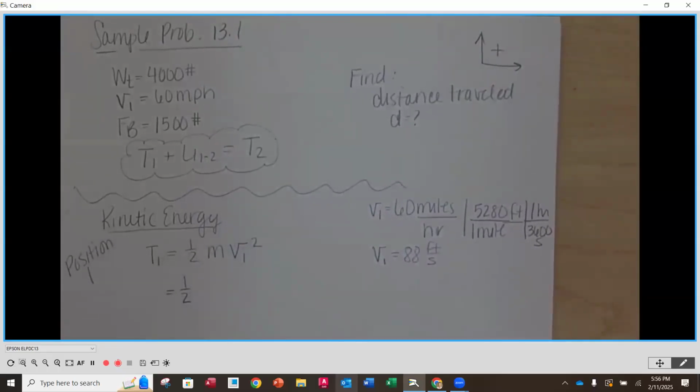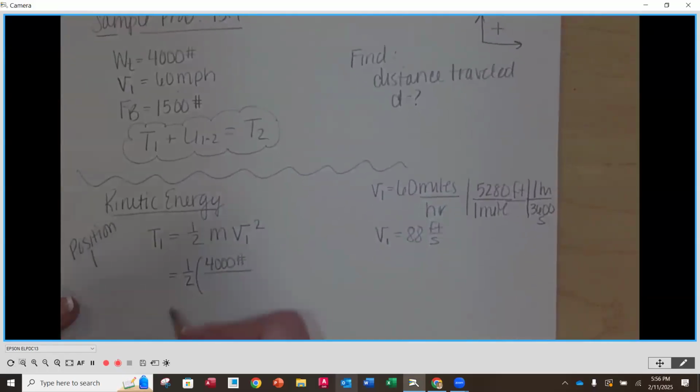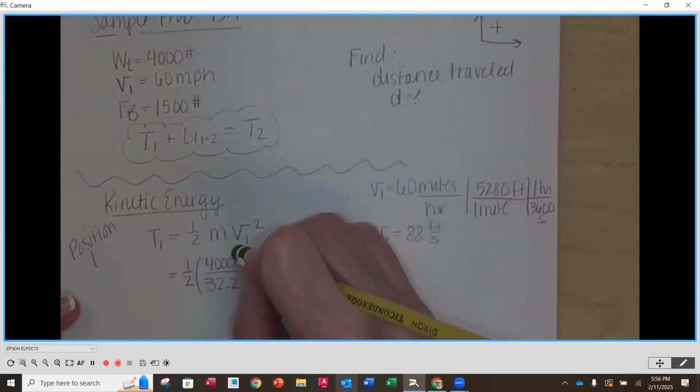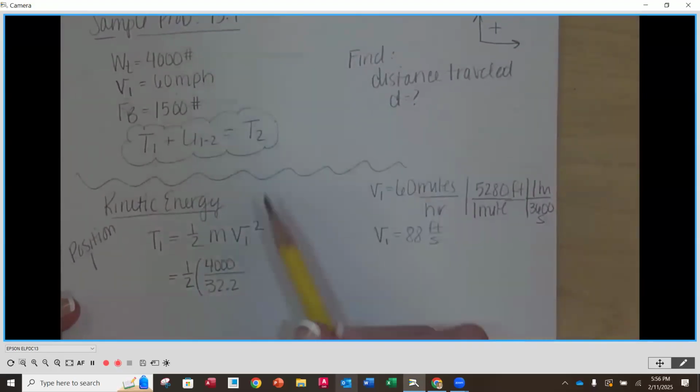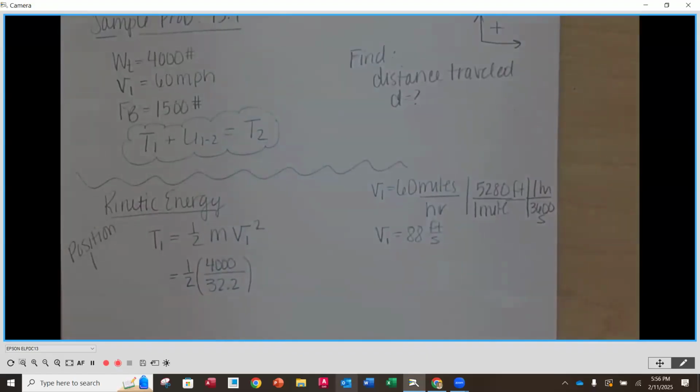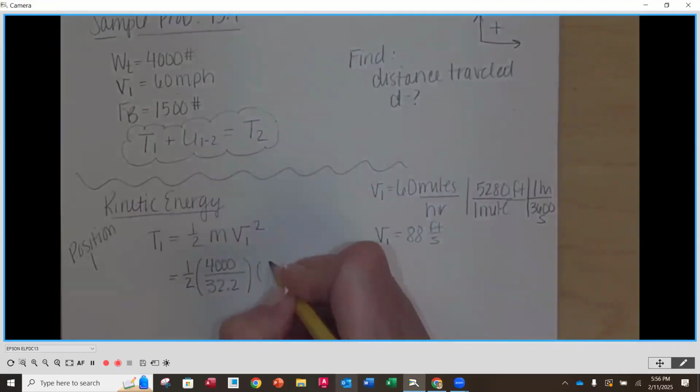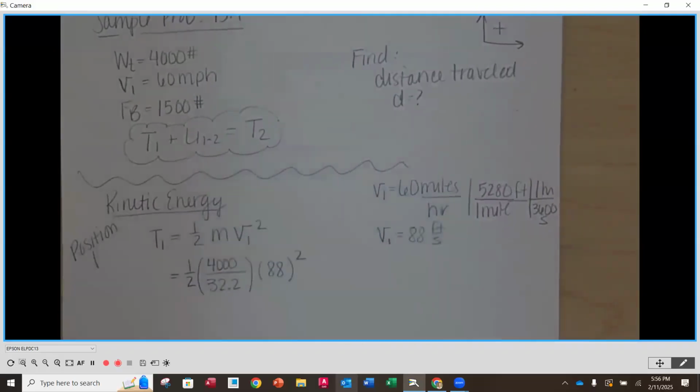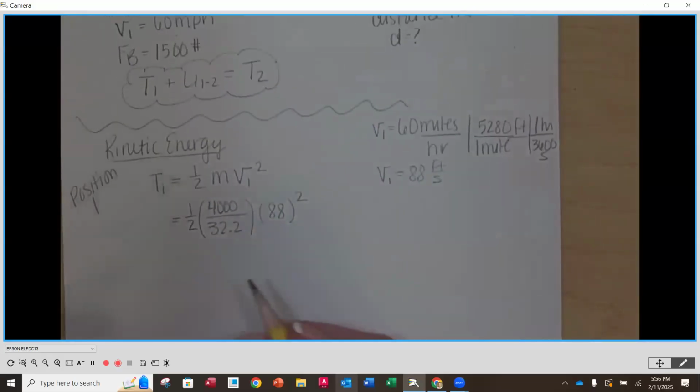Now this is mass, okay? Mass is equal to weight divided by gravity, right? If we rearrange our equation. So we need to take our weight, which is 4,000 pounds, and divide that by 32.2 feet per second squared. We don't need to put the units in here. I'm breaking my rule. It's hard for me to do that. I always want to put my units in. So that's going to be the mass, and then we're going to multiply by 88 feet per second, and we're going to square that value, okay? So what do you get for your T1?